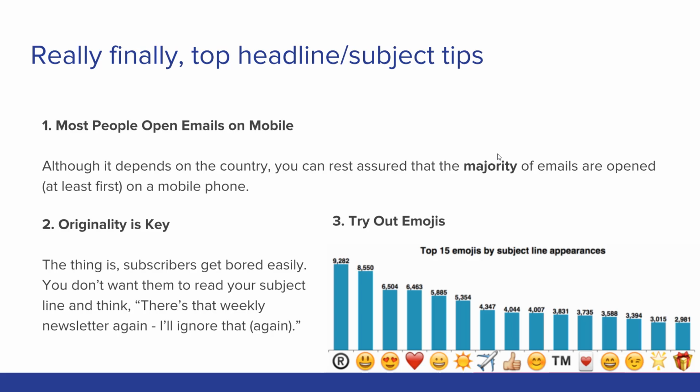Number 2, originality is key. We get bored. Simple as that. Here's that same old email. Oh look, it's the same old headline. Be original. Use emojis, particularly on email. Top emojis, funnily enough, the registered trademark performs best, followed by the smiley, the loves, the heart, and so on. But yeah, interesting. Registered trademark, social proof.